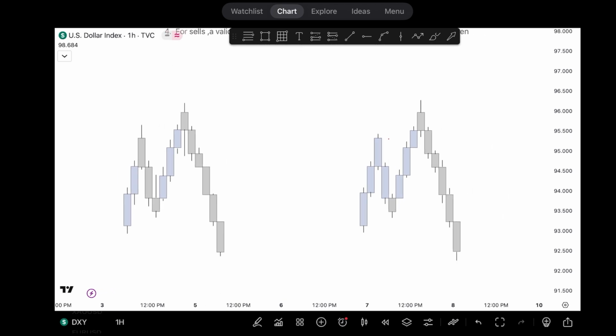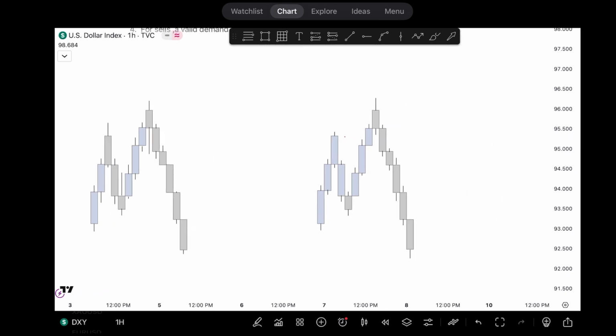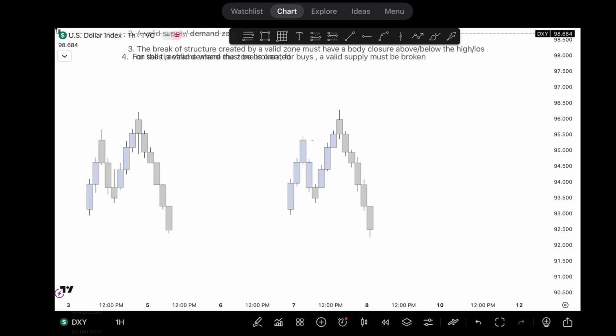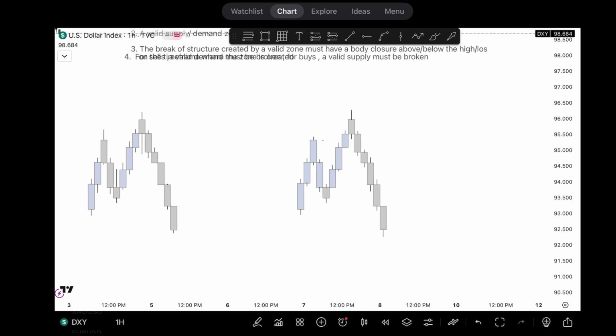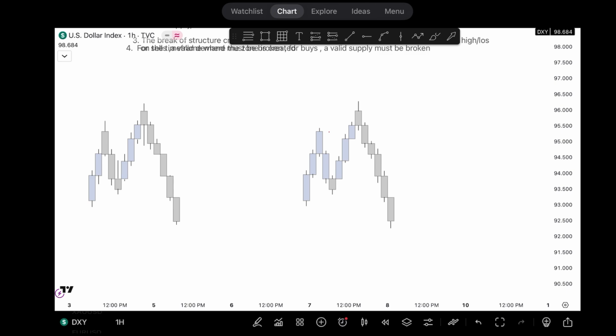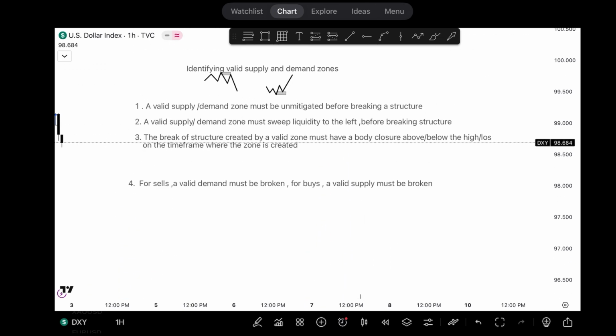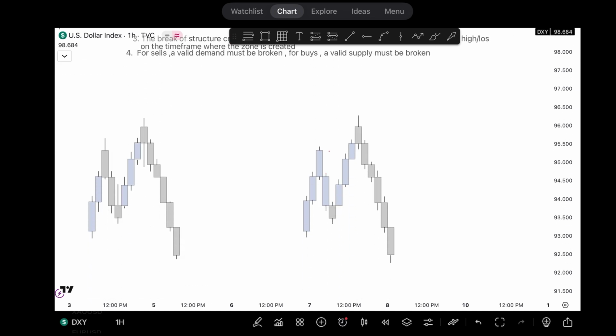And I am going to explain that, and that is the main thing in this video. Because even if you are just looking for a valid supply and you don't take note of the demand broken, whether it is mitigated or not, you are going to miss it right there. So for instance, in this particular chart, I said a valid supply or demand zone must be unmitigated before breaking a structure.